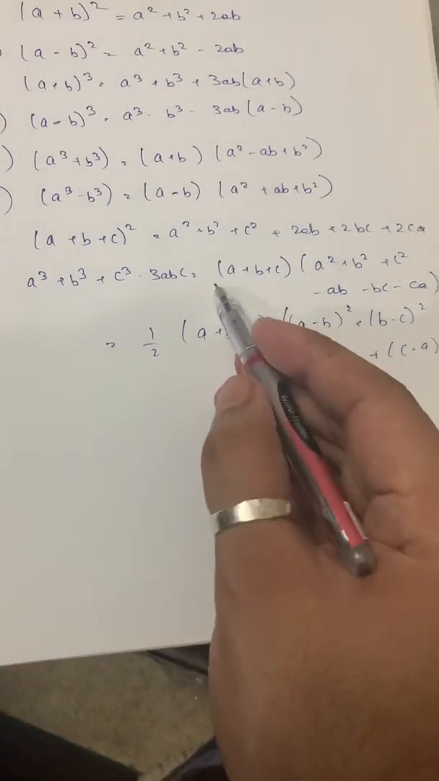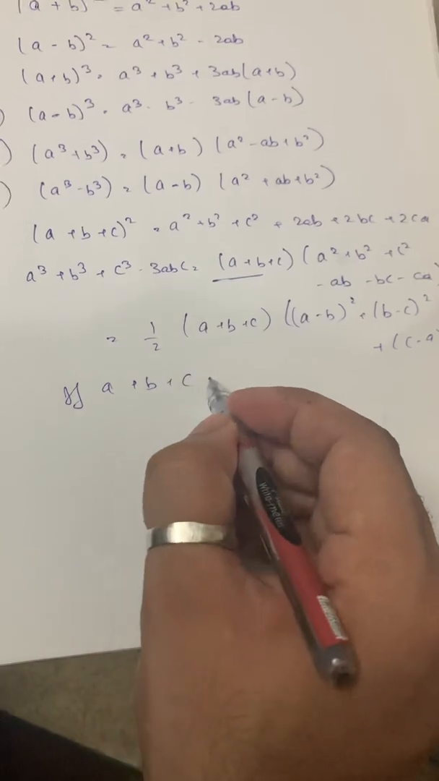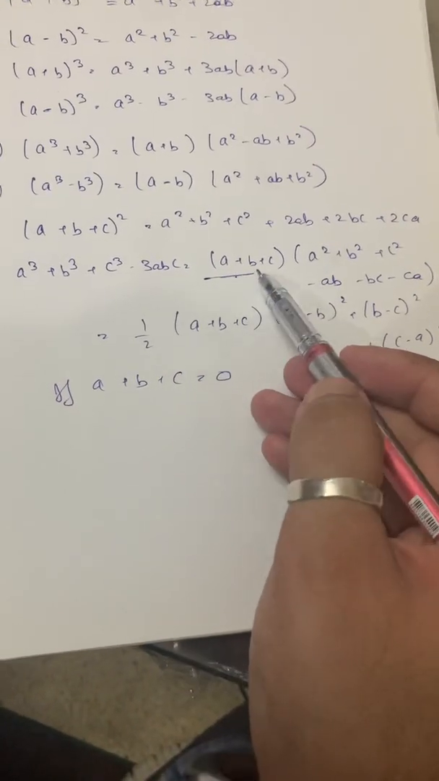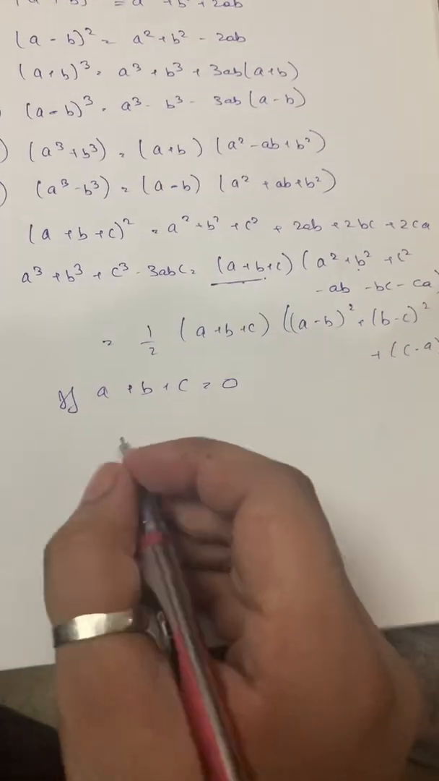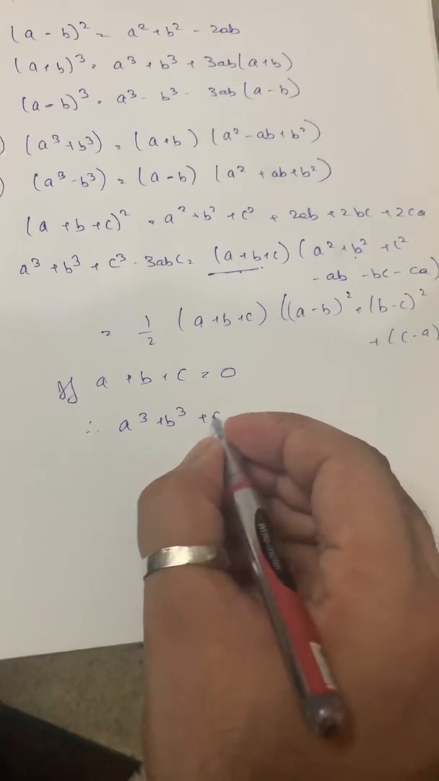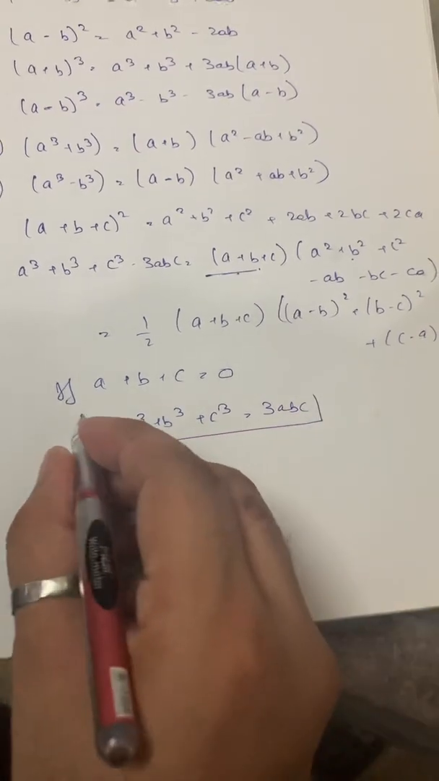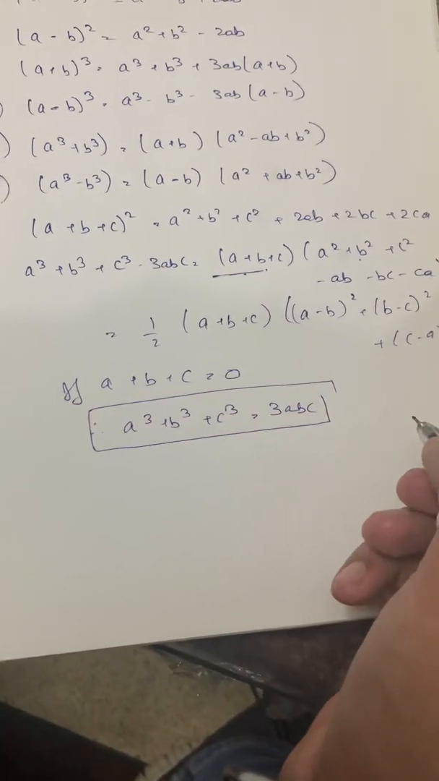And if in this formula a plus b plus c is equal to 0, suppose this is 0, so 0 multiplied by anything will be 0, then we can say therefore a cube plus b cube plus c cube will be equal to 3abc. That is the result that you need to remember, okay?